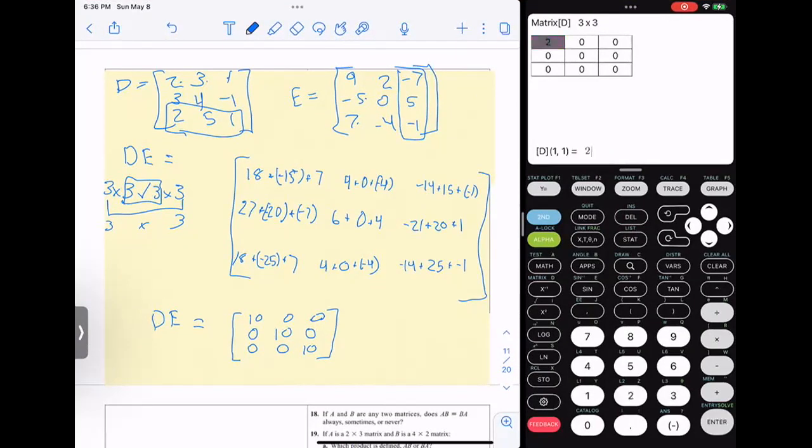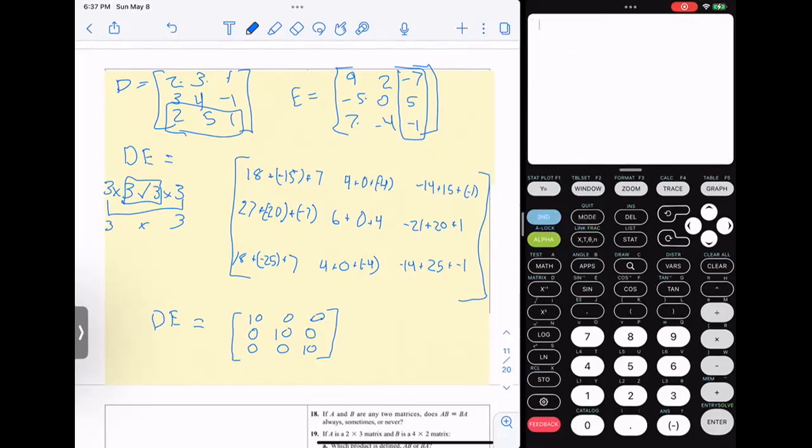And this D is 2, 3, 1, 3, 4, -1, 2, 5, 1. So we're just going to the same place and inputting the matrices the same way we did for the problem earlier. So we have 2 3 by 3s, which is 9, 2, -7, -5, 0, 5, 7, 4. Oh, that's not. That's 7, -4, -1. Double check, right? That's a 0. And then that is a 5.